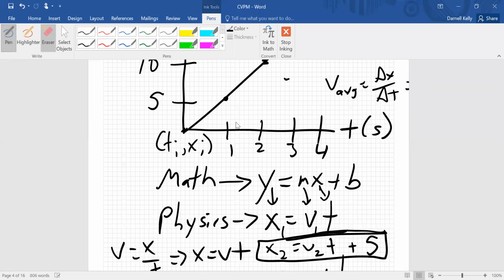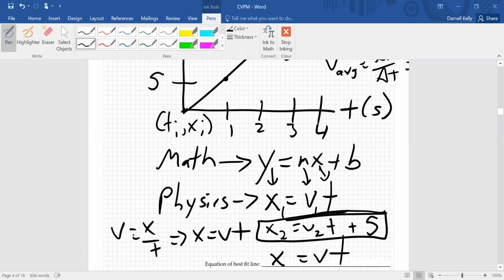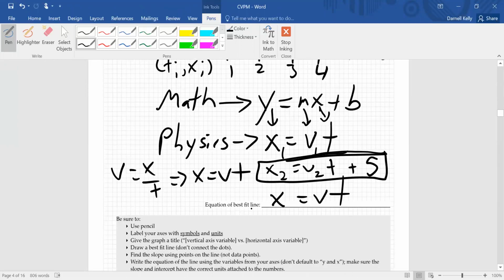So our equation of this line in physics terms will be x equals vt. Position is velocity times time. And we also know that just by rearranging the equation for velocity. Velocity is x over t. You solve for x, it's x equals vt. So same. So this was that second line with the y-intercept, which we saw last time and which we'll see again today. So the equation of the best fit line is x equals vt. Questions there?